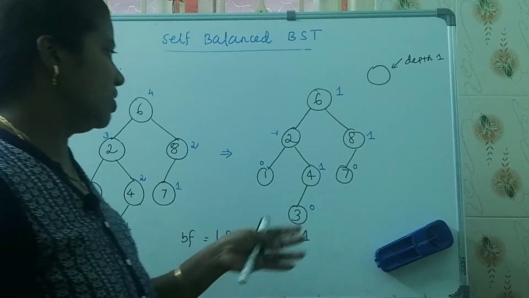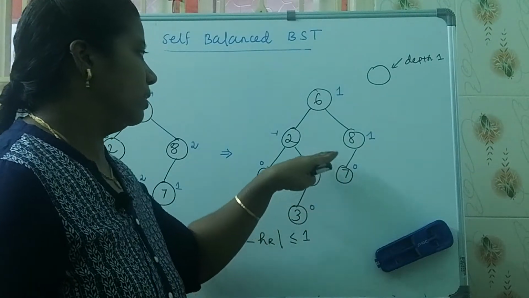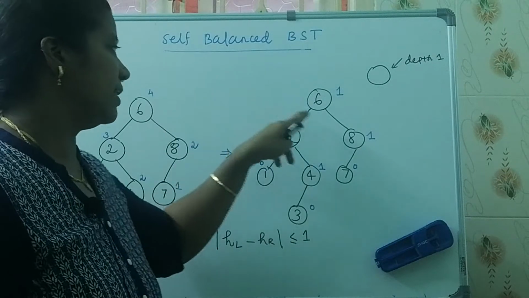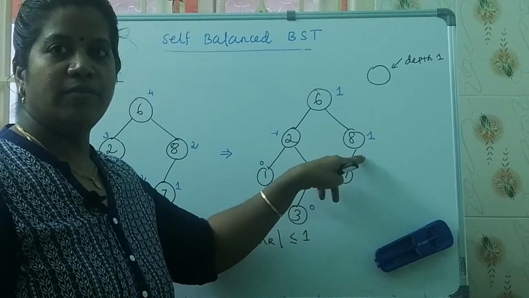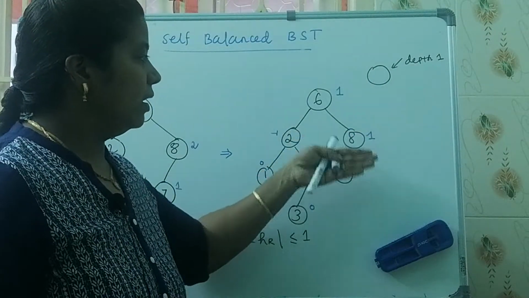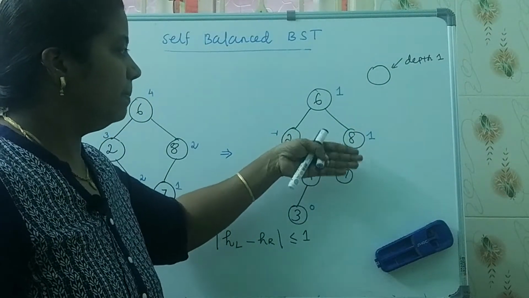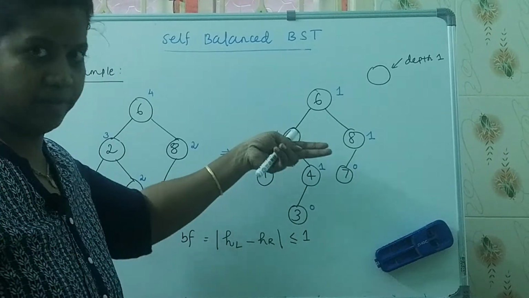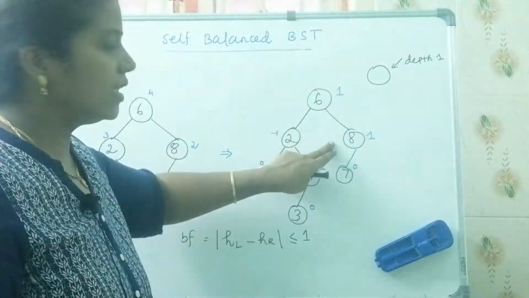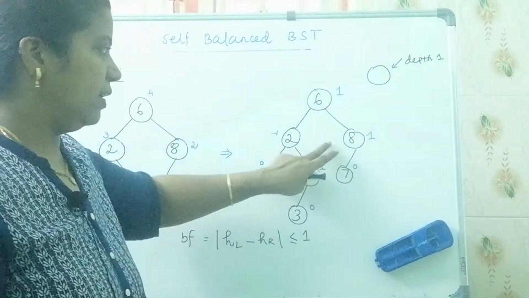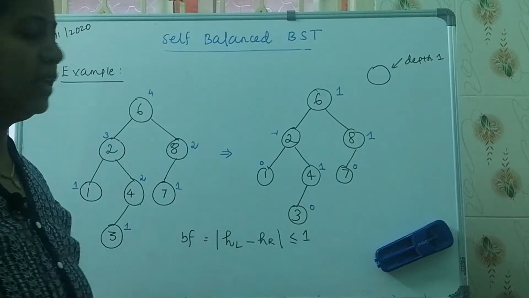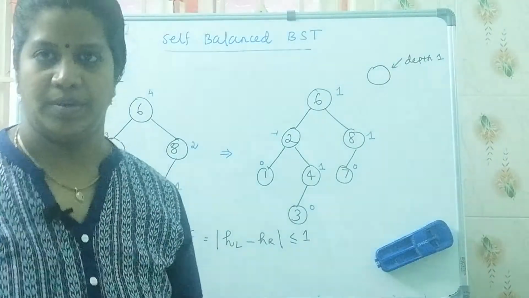So the motivation or the main idea of the self-balanced binary search tree is that wherever the property is violated, for that node we try to make that tree become balanced by itself. That is called a self-balanced binary search tree, by adjusting the height of the left subtree and the height of the right subtree. So that is the main motivation of the self-balanced binary search tree.